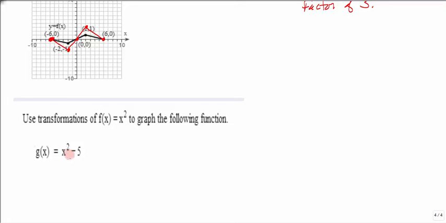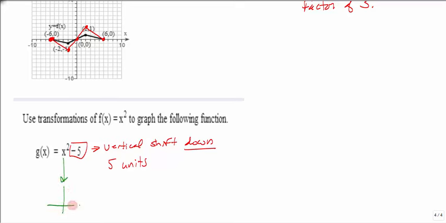Well, the transformation here then on this outside piece, this is a vertical shift. In this particular case, we're moving down 5 units. We know it's vertical because it's on the outside, and because it's on the outside, it does exactly what we would think. So this is a vertical shift down 5 units of the parent graph. Now the parent graph is basically a parabola that opens up. So we're going to take this graph and we're going to shift it down 5 units.